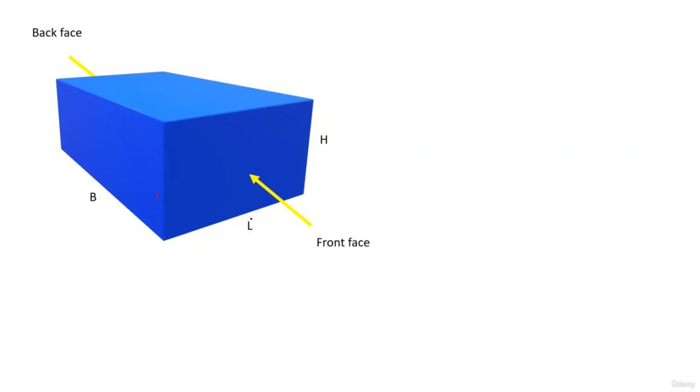Okay, for this rectangle the length is L and the breadth is h. So for both the front face and the back face, the area of this rectangle is how much? L into h.